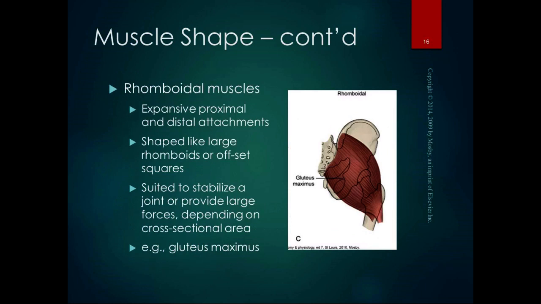Rhomboidal muscles have expansive proximal and distal attachments. These guys are huge. They're shaped like large rhomboids or offset squares. They're really suited for stabilizing a joint or providing large forces depending on the cross-sectional area. So you can have little rhomboidal muscles that are stabilizers, or you can have big ones like the gluteus maximus. And that guy is a power muscle. If we want to get up out of a chair, if we want to accelerate, if we want to run faster, we have to have those big rhomboids working for us.